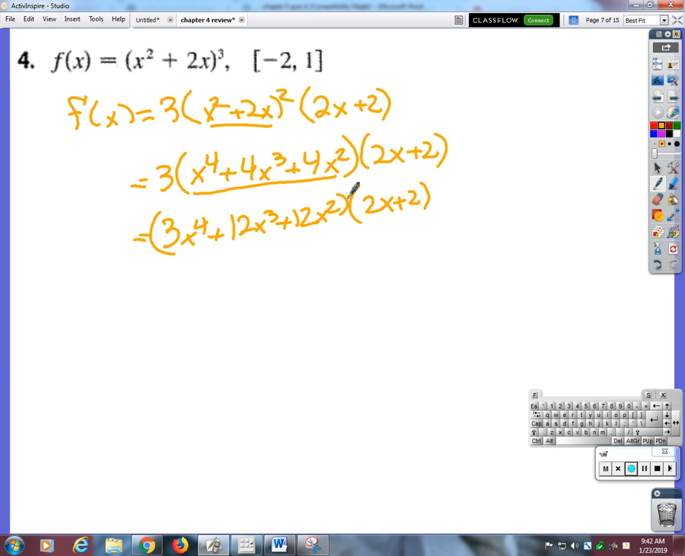Distributed the 3. Now I'm going to multiply everything in here by 2x, and then I'm going to multiply everything in there by 2. So 6x to the 5th plus 24x to the 4th.